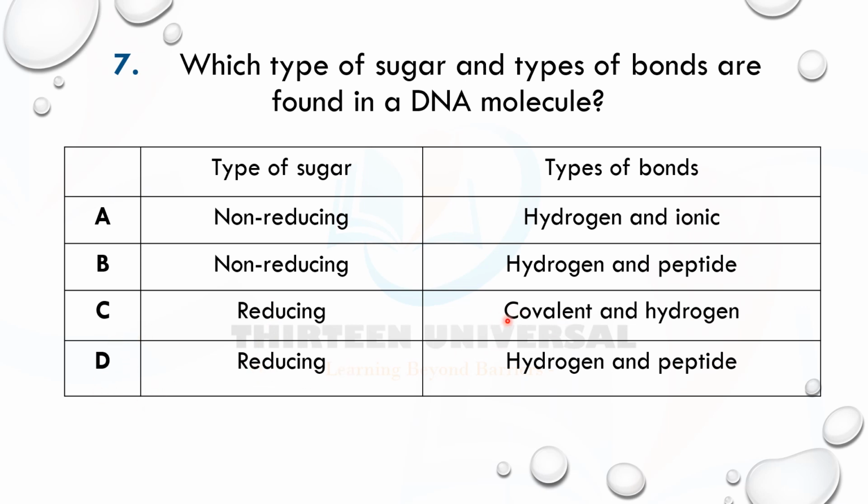Now there are two bonds that are formed: covalent phosphodiester bonds formed between nucleotides, and hydrogen bonds formed between complementary bases. Peptide bonds are not formed in DNA. They're found in protein, between two amino acids. Right. So the answer is C.